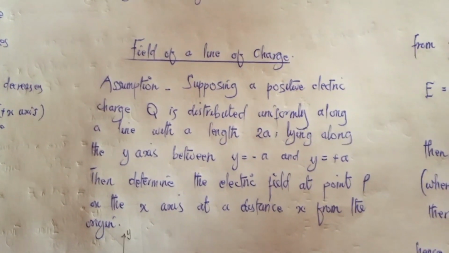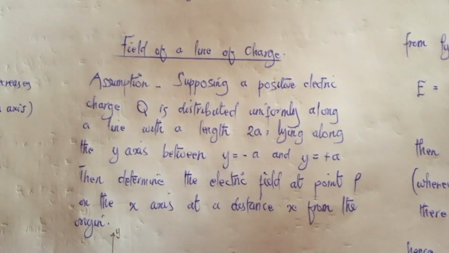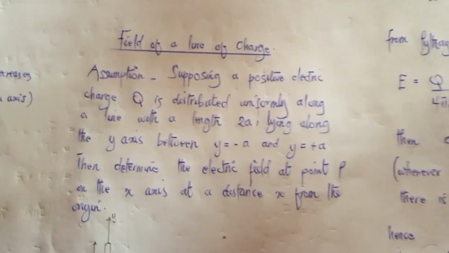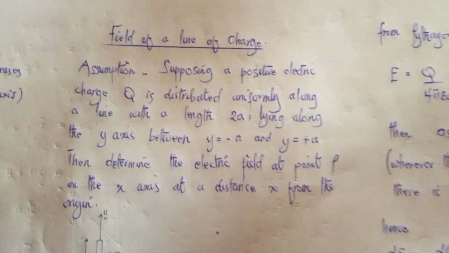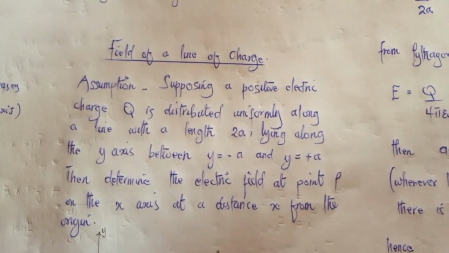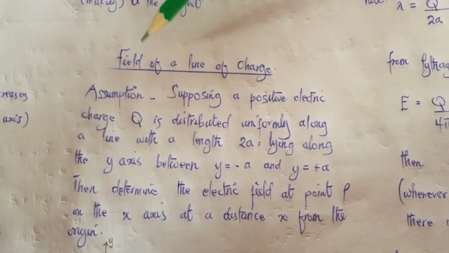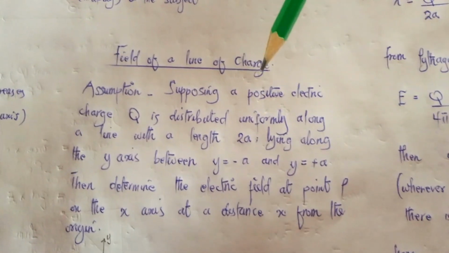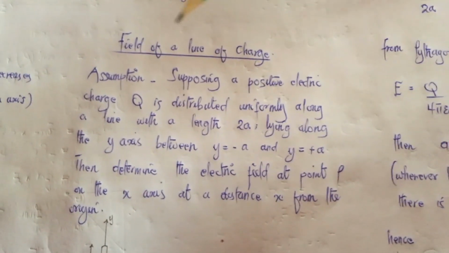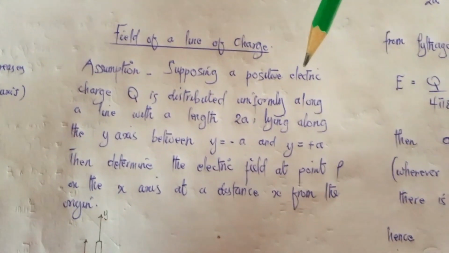So welcome once again. In my previous lesson, we discussed the work done that is obtained from torque. In this next video, we are going to discuss the field of a line of charge. Before you can get the field of a line of charge, you have to make some assumptions.